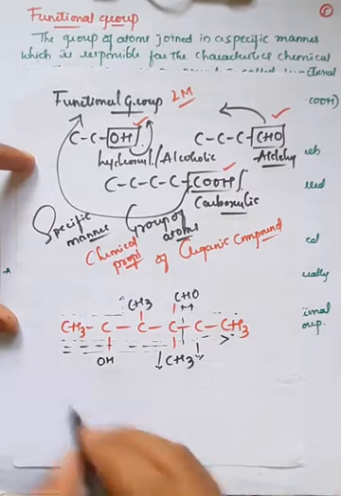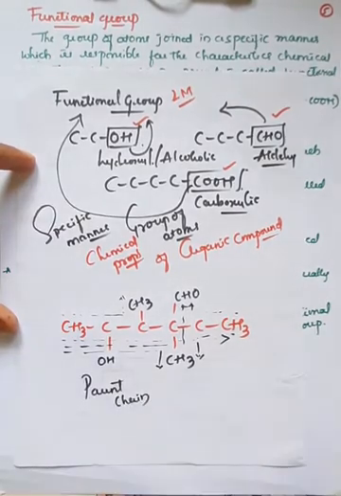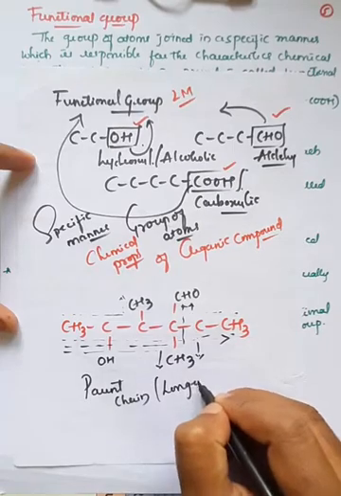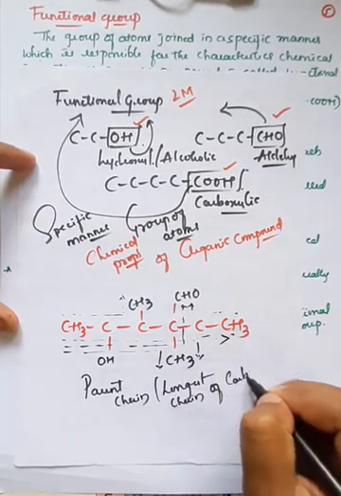Therefore, the identification of the parent chain is very important, and this parent chain is also called the longest chain of carbon atoms, right?